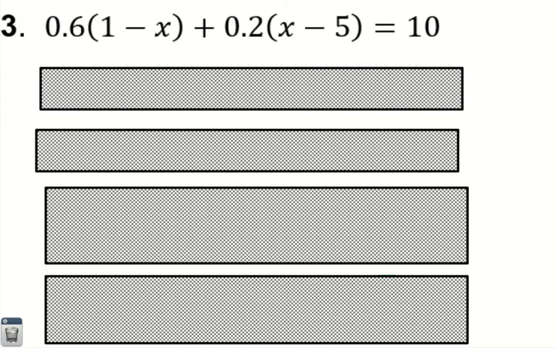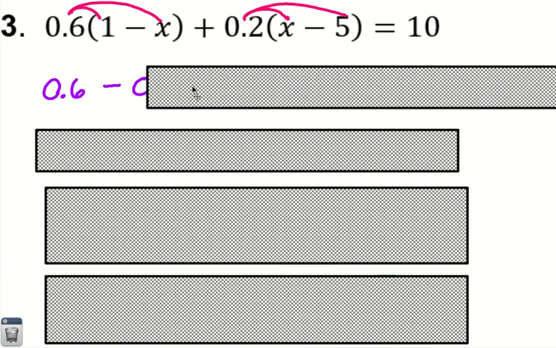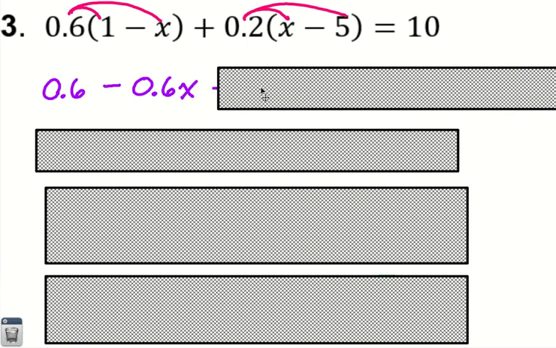Another example where we need to just distribute first. So we need to distribute that 0.6, and we also need to distribute this 0.2 and clear both bubbles. So 0.6 times 1 is 0.6. 0.6 times negative x is negative 0.6x.